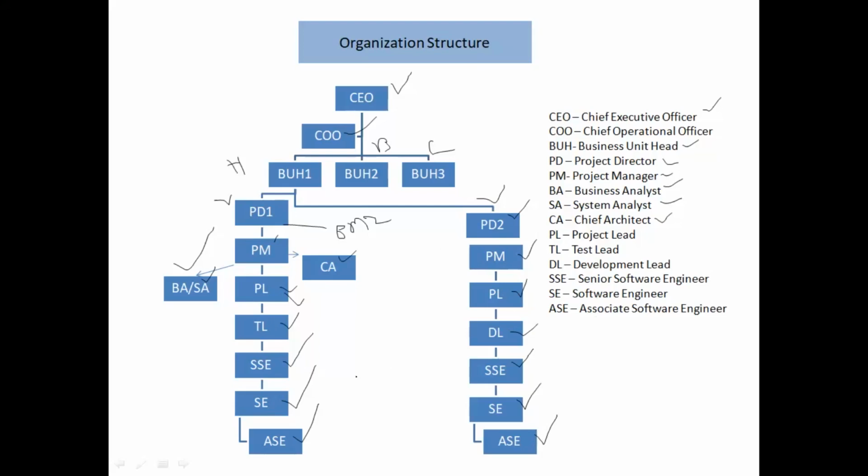So now what will happen? Whenever project bidding comes in, in some cases project directors will be involved, in some cases business unit heads will be involved. Based upon the situation, these people will go and present to the customer, get the business, and hire the corresponding project director, and based on that he will start the project.